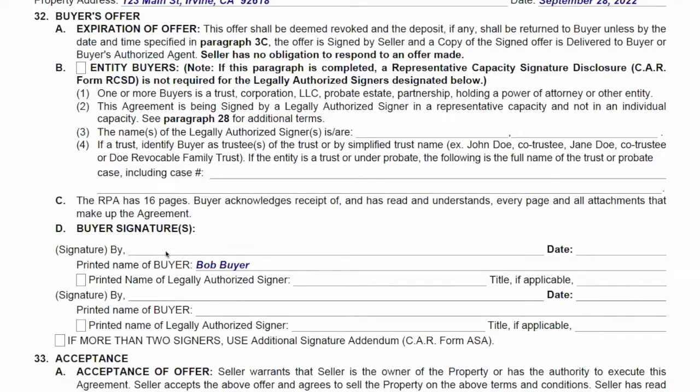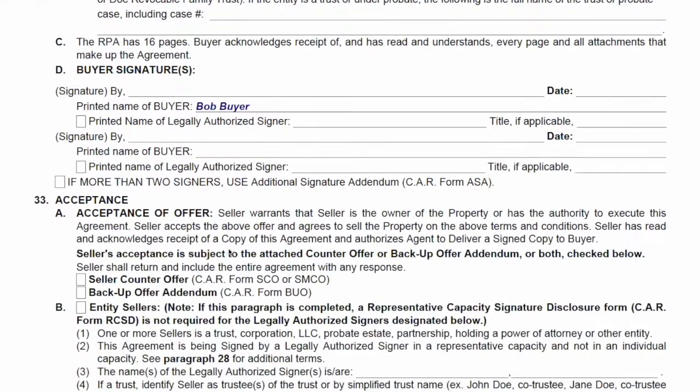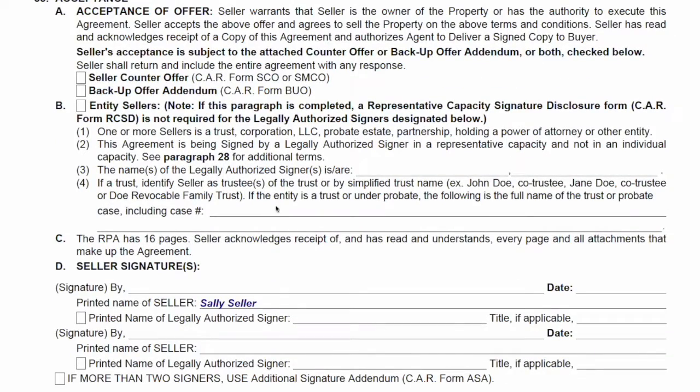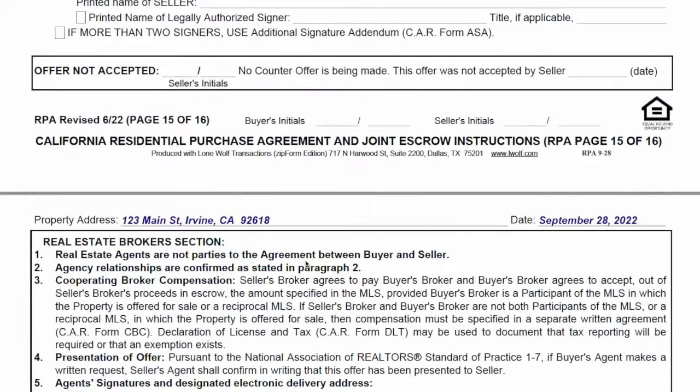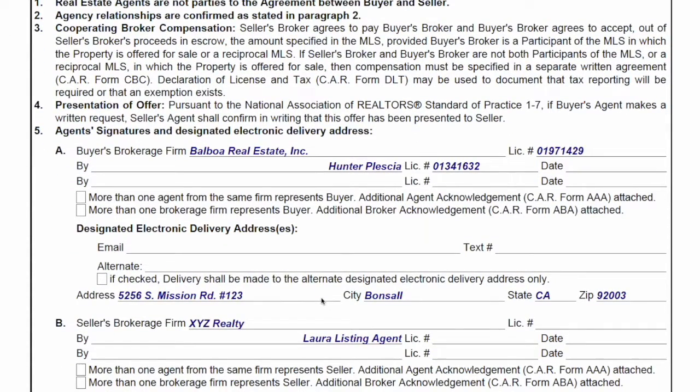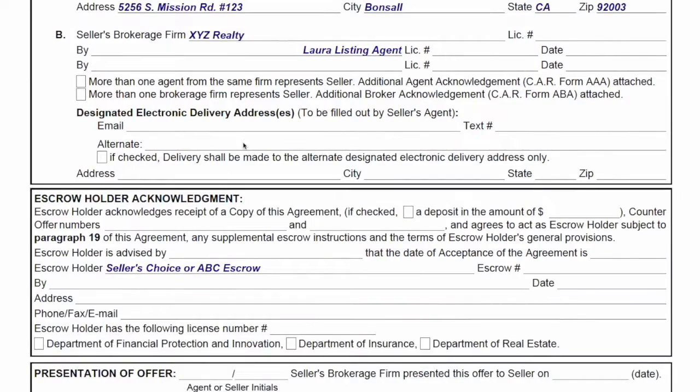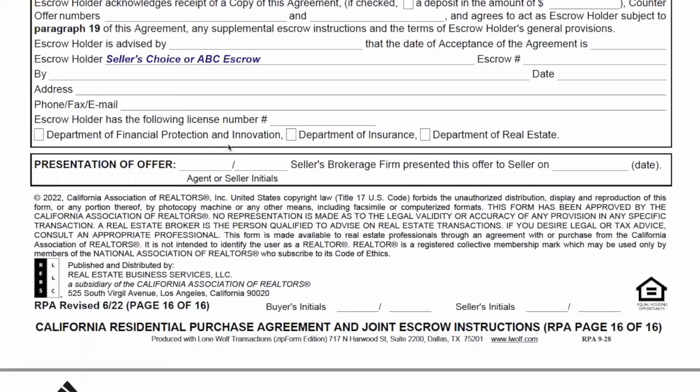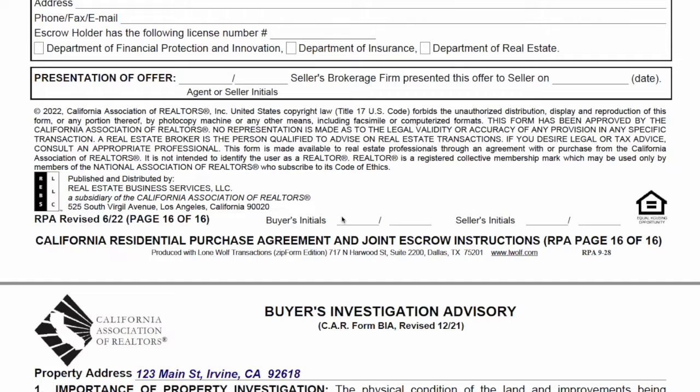And then I'll have my buyer sign. This is where the seller will sign to accept or counter. Either way, the seller's got to sign. And then this is where I would sign as an agent. And this is where escrow is going to acknowledge who they are. And then the buyer's going to initial again.